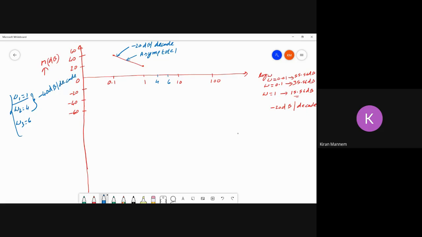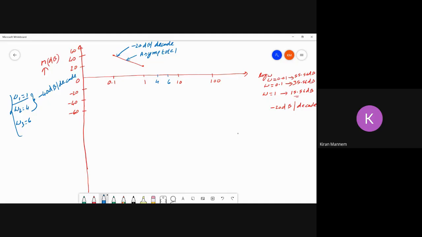Right. Now how do you draw minus 40 dB per decade from this corner frequency 1 to 4? If you take the value at omega equal to 1, it should be 15.56, right? So how do you draw from this point to the next point? The next point would be at 10 only, right?